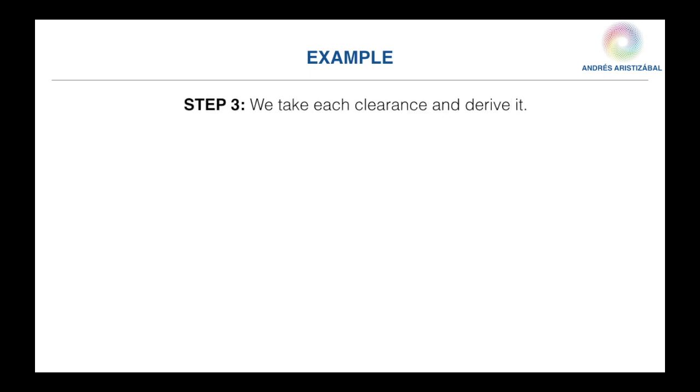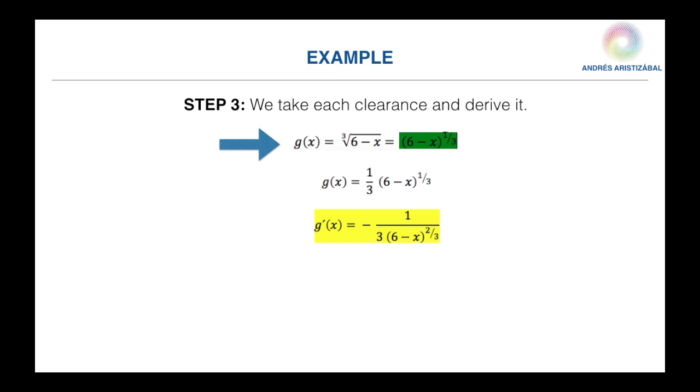We go now with step number 3. We take each clearance and derive it. So over here we have the first clearance, g of x is equal to 6 minus x raised to 1/3, and we do the derivative and we obtain minus 1 divided by 3 times 6 minus x raised to 2/3. Now I take the other clearance obtained in the previous step. g of x is equal to 6 minus x cubed, and we derive it and we obtain minus 3x squared.